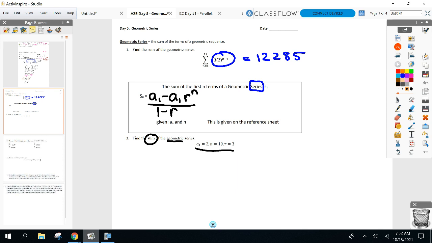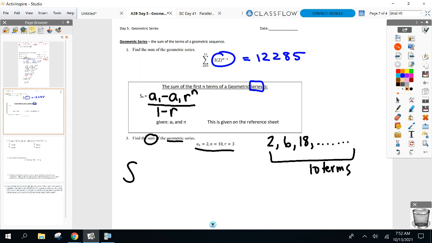So to visualize it, 2 is my first term. R is 3. What's the next term then? Times 3, times 3. I'm going to add up the first 10 terms. That's what I'm asking for. Everybody good? I want you to actually understand what we're doing here instead of just plugging it into a darn formula. First term's 2, multiply by 3, add up the first 10 terms. That's what we're going to do with the formula.